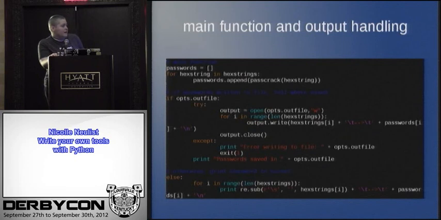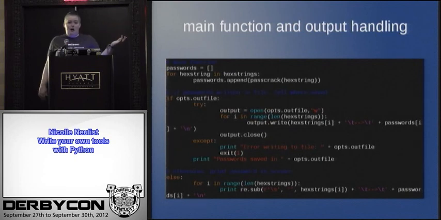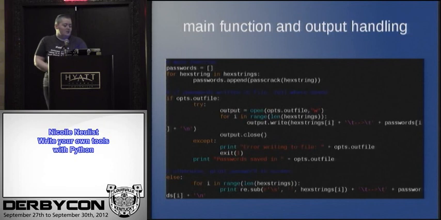Main functions, as you can see there, passwords is a list, and then for hex string in hex strings, which is why even when you just enter 1, it was a 1-item list. It calls passcrack on that string and appends it to the list of passwords. And then below that, if it's defined as an output file, then it writes line by line, this is the hash, this is the password, this is the hash, this is the password. Else, it prints it to the screen.